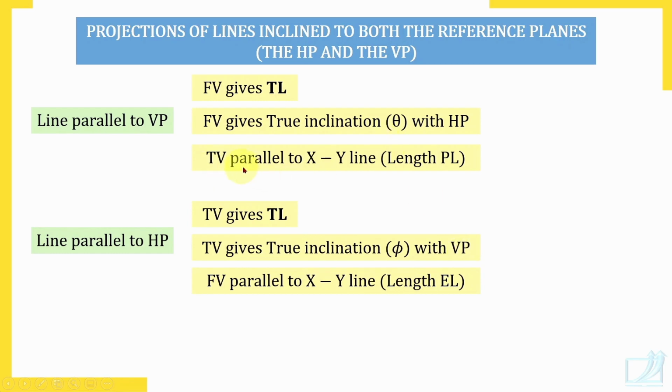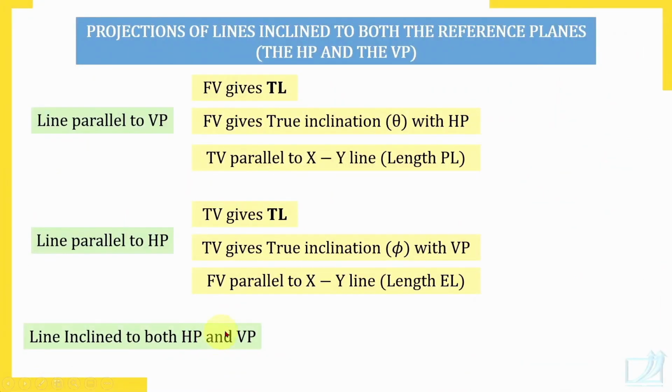Also, the top view is parallel to the XY line. And what is the length of the top view? Not true length. If the line is parallel to VP, not parallel to HP, meaning inclined to HP, then the front view gives true length, but the top view does not give true length. So the length of the top view is denoted as PL. P means plan length, meaning top view length. Similarly, when a line is not parallel to VP, then its front view does not give true length. What is the length of the front view? EL. EL means elevation length. This is how we denote front view length. So remember these standard notations.